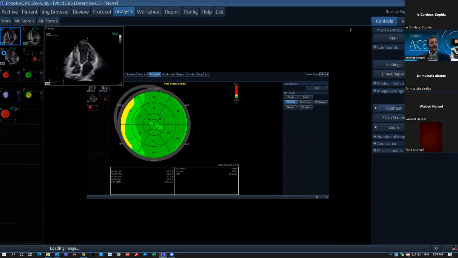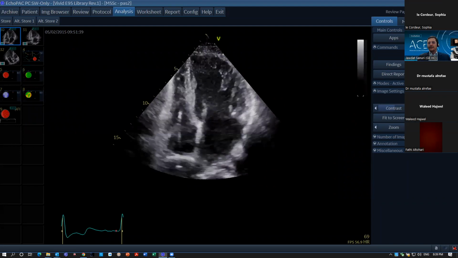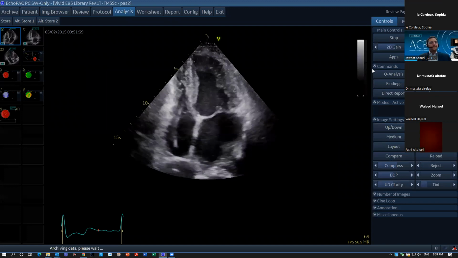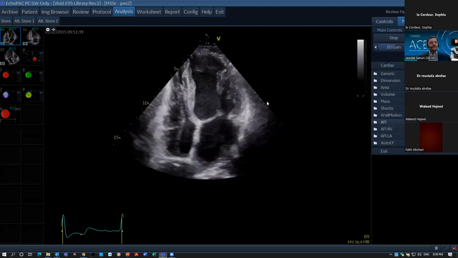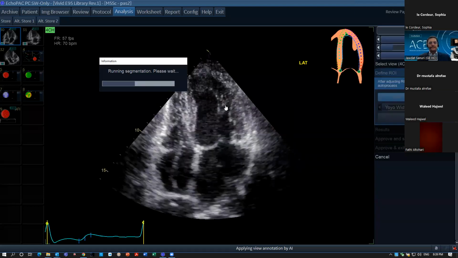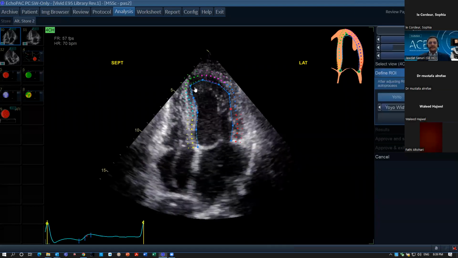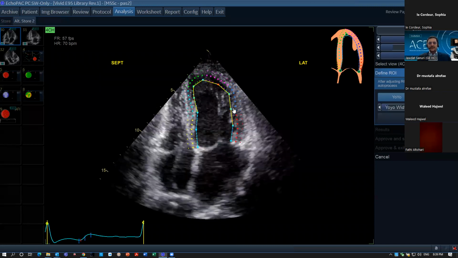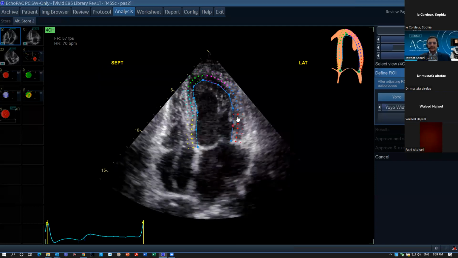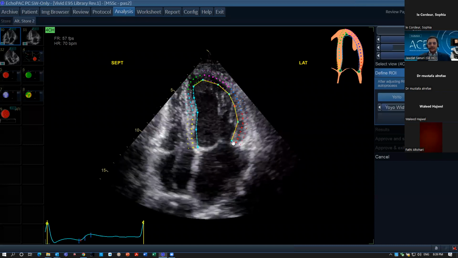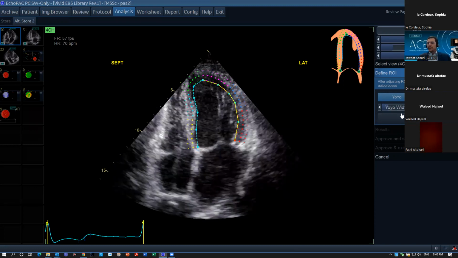Let's do an AFI for the actual study, for the actual views. AFI. So here you can see the segmentation is done. The region of interest was already automatically selected. Maybe I'll exclude this part of the papillary as well, because this is still papillary. I'm okay with this.